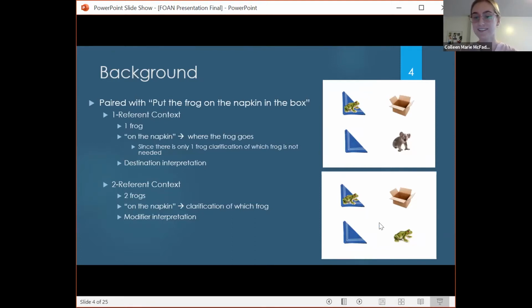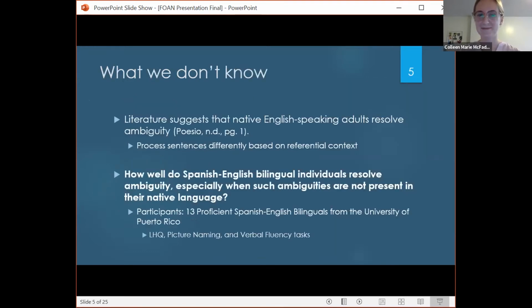When there are two frogs, it's a two referent context, and the modifier interpretation is supported because people hear put the frog and they're wondering which frog. And then when you say on the napkin, they realize that you're talking about the frog that is actually on the napkin. So current literature suggests that English-speaking adults resolve ambiguity and are affected by the different referential contexts that they see.